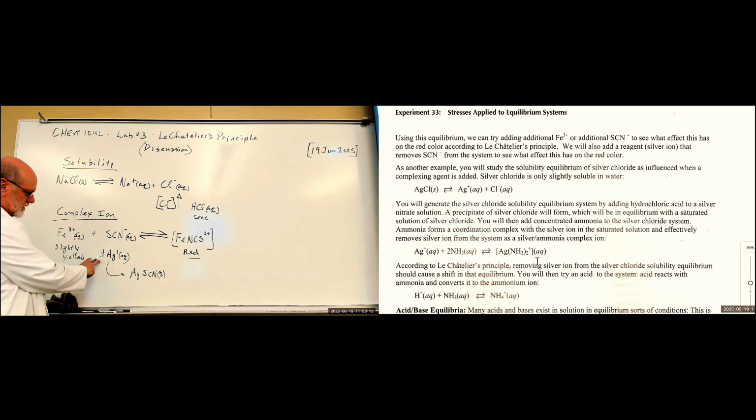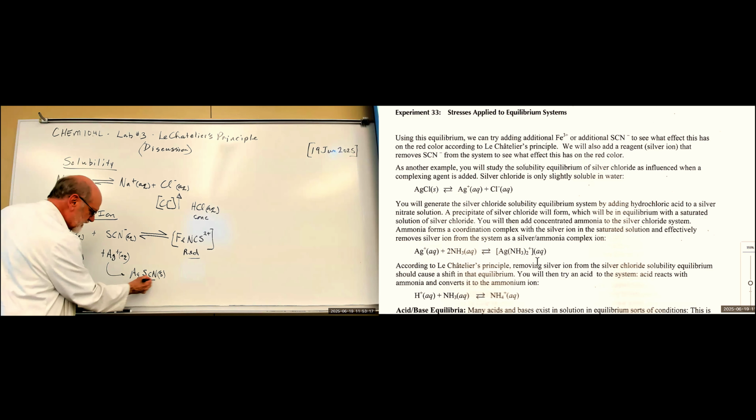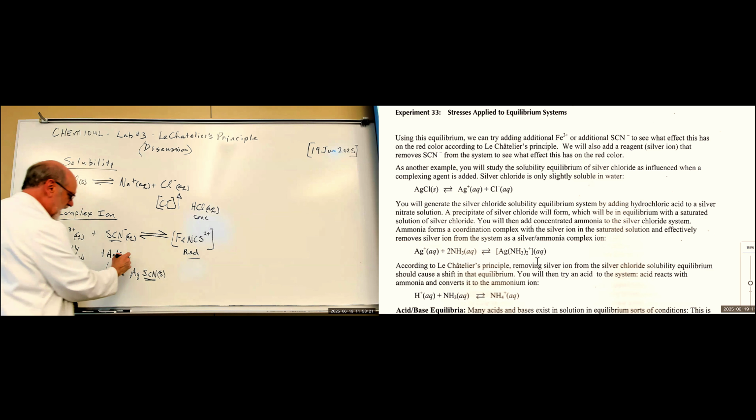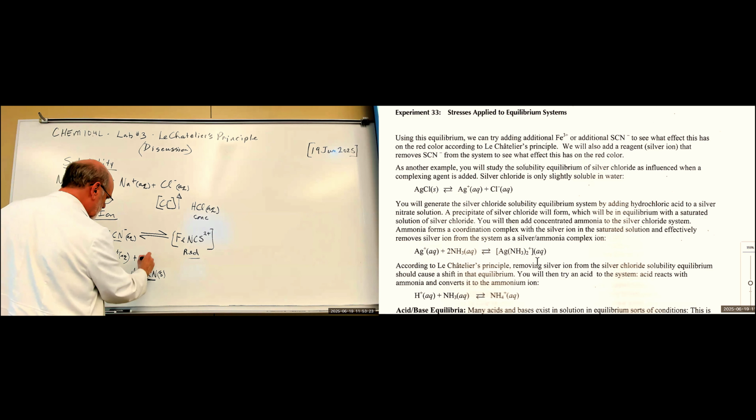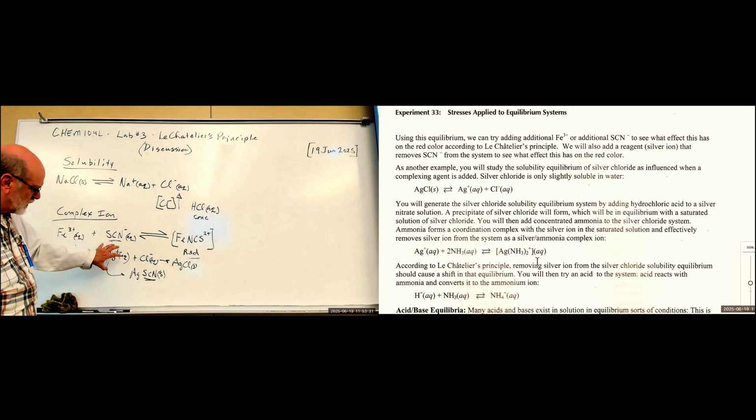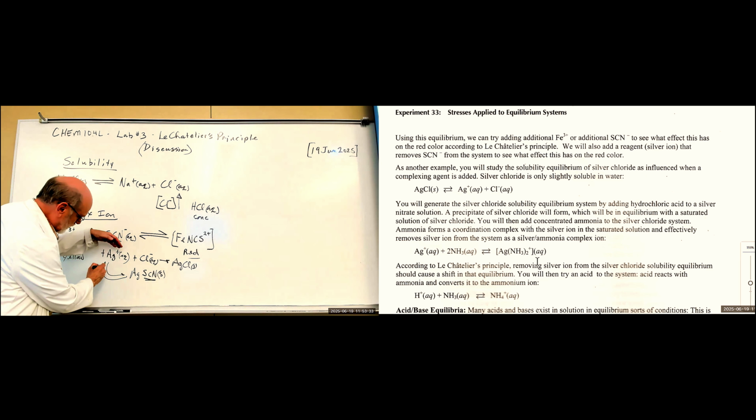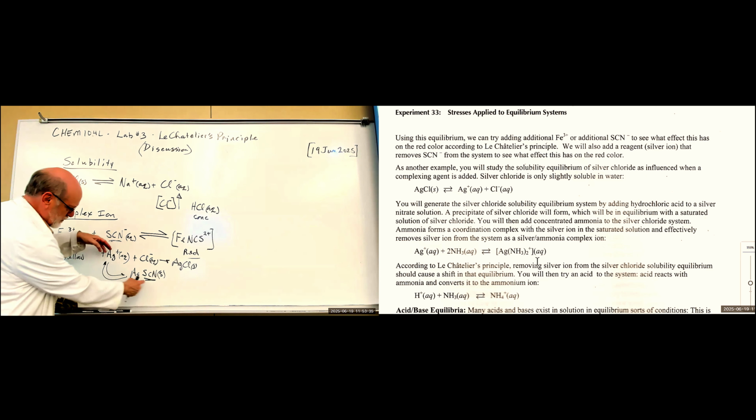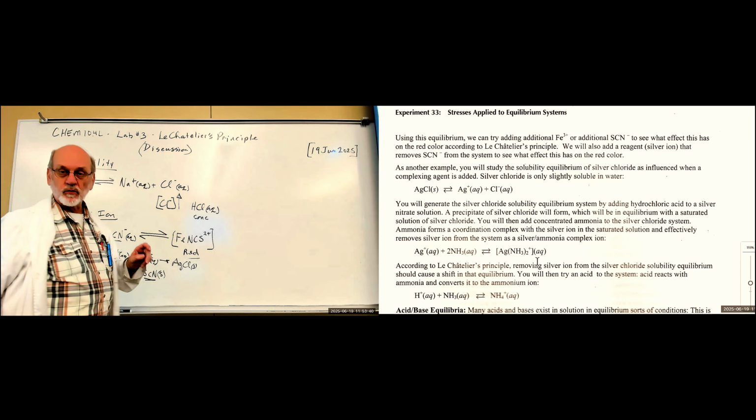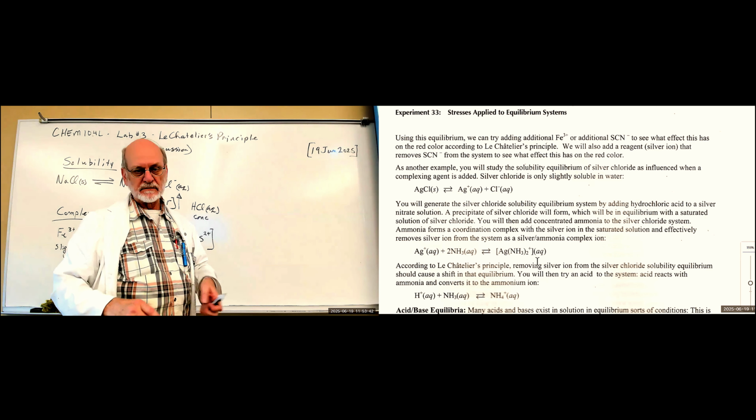So what would we do? If we want to remove this so that we can free this up here to drive it back, we need a reaction here. That will remove silver, and this equilibrium will go back this way, producing thiocyanate. Now we can react with iron and reestablish our red color.